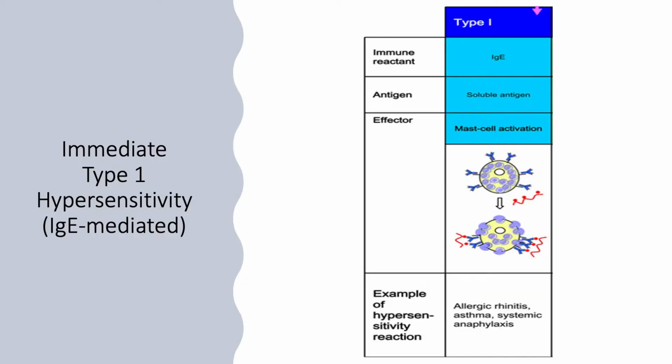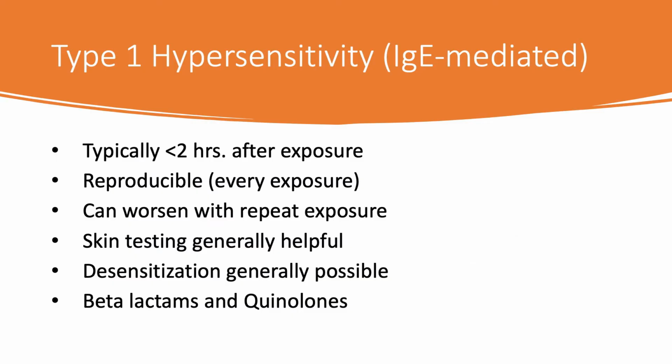So immediate type 1 hypersensitivity, this is IgE mediated. We already talked about this. This is what leads to anaphylaxis. Usually the symptoms occur less than 2 hours after exposure. They're reproducible, meaning you'll have symptoms no matter when you get it. It can worsen with repeat exposures. Skin testing, fortunately, is usually helpful in these situations. We can desensitize if we need. And the top 2 classes of antibiotics to do this are beta-lactams and quinolones.